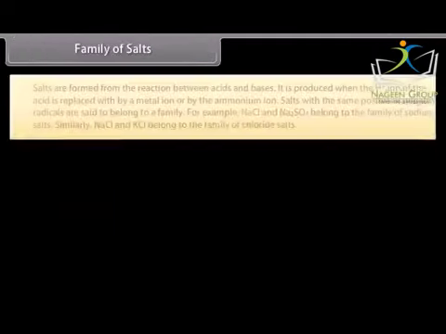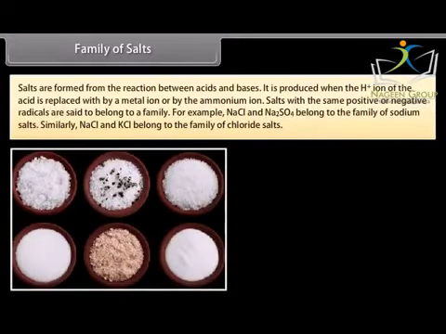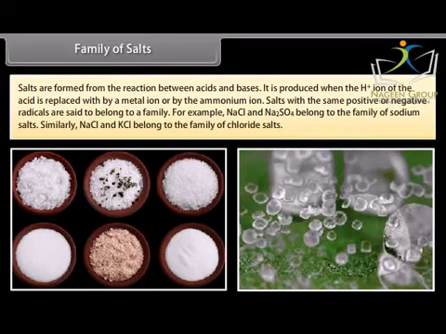Family of salts. Salts are formed from the reaction between acids and bases. A salt is produced when the H+ ion of the acid is replaced by a metal ion, or by the aluminum ion, or by the ammonium ion. Salts with the same positive or negative radicals are said to belong to a family. For example, NaCl and Na2SO4 belong to the family of sodium salts. Similarly, NaCl and KCl belong to the family of chloride salts.